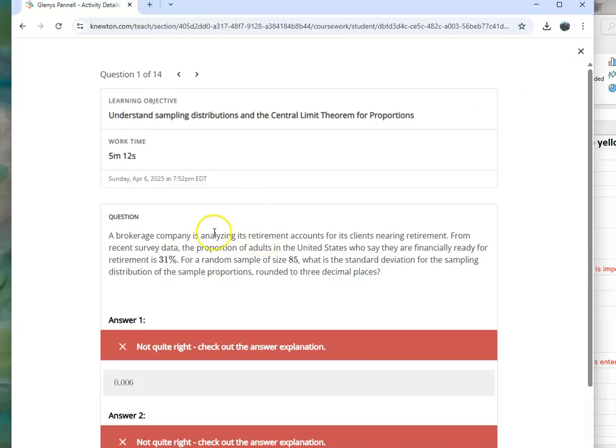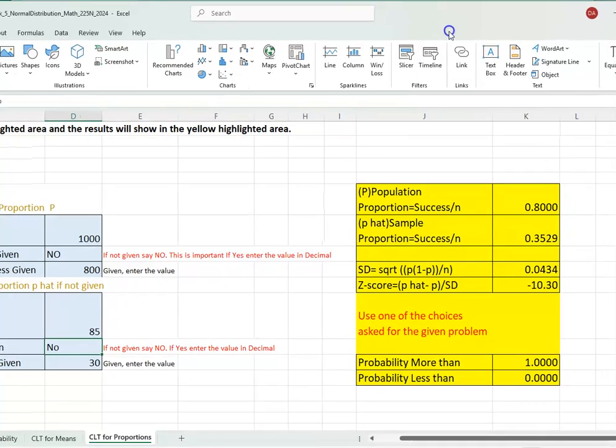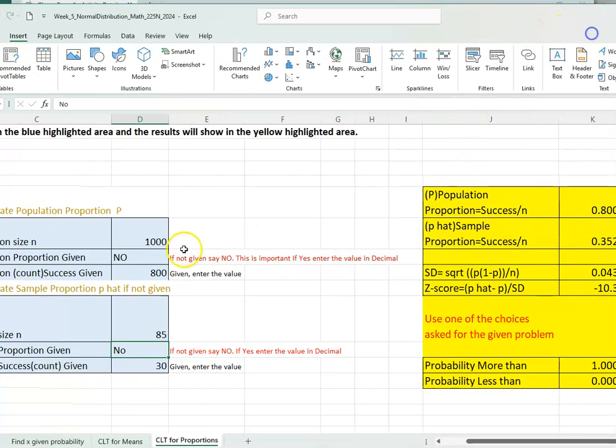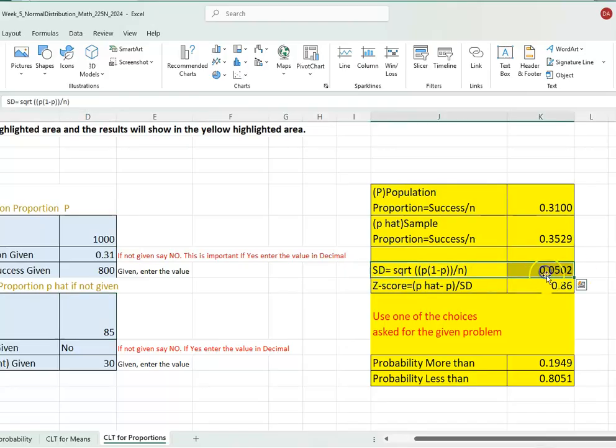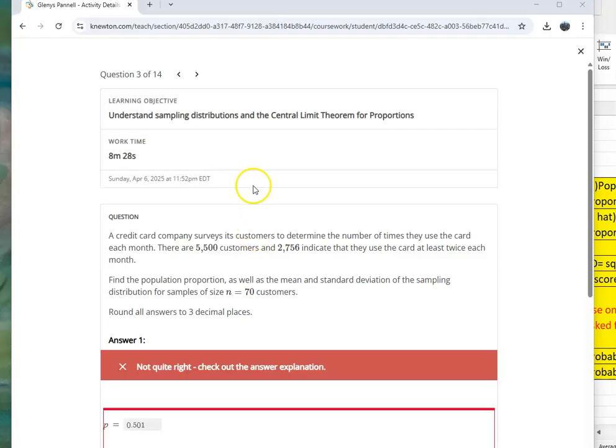That's all we need. We have the population proportion, we have the sample size. And this problem is just asking what's the standard deviation for the sampling distribution. And oh, I changed my number here. It was 31%. So 31% size 85, you can see the standard deviation is given as 0.05 when you round it.